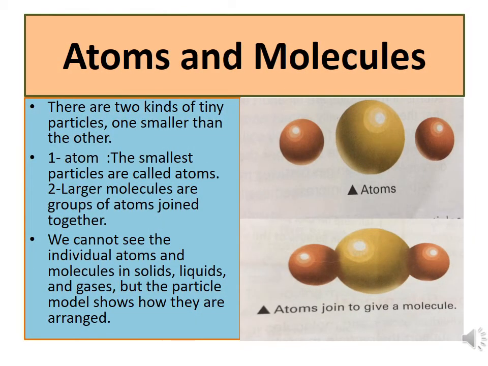There are two kinds of tiny particles, one smaller than the other. The smallest particles are called atoms. Larger molecules are groups of atoms joined together. We cannot see the individual atoms and molecules in solids, liquids and gases, but the particle model shows how they are arranged.